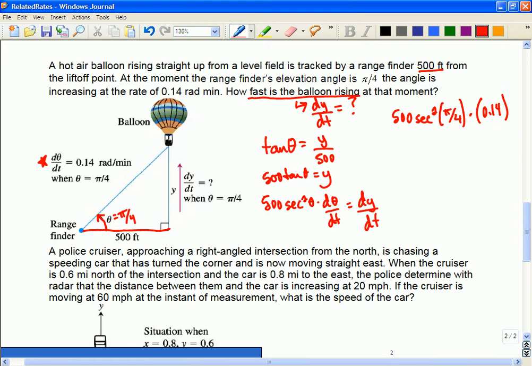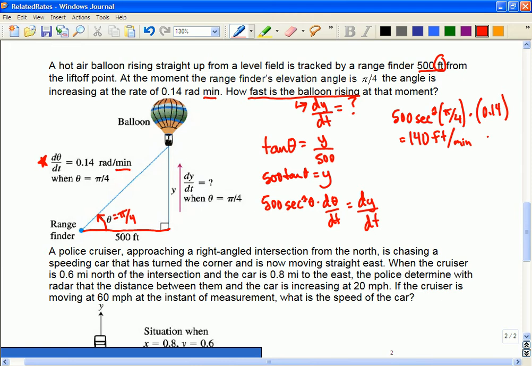I can then calculate the speed that the balloon is moving higher. So I end up with 140. And again, if you look at all the units that you're using here, we're in minutes when we're talking about our rate of change, and we're in feet for our units. So this balloon is going to be rising at 140 feet per minute.